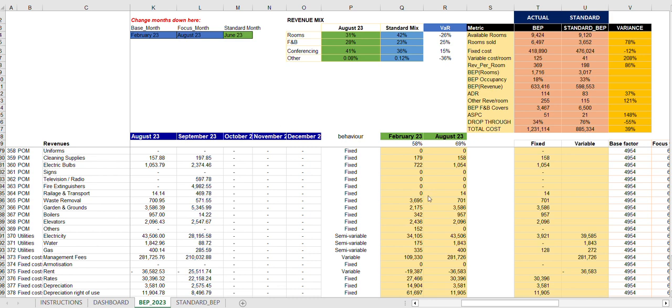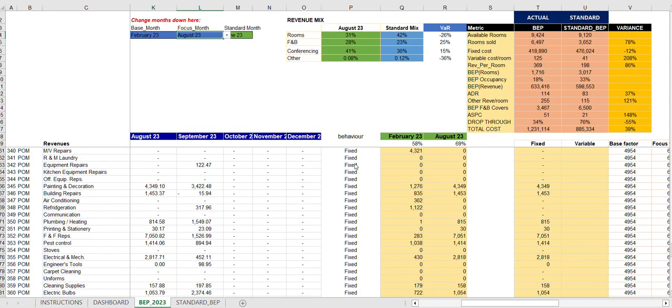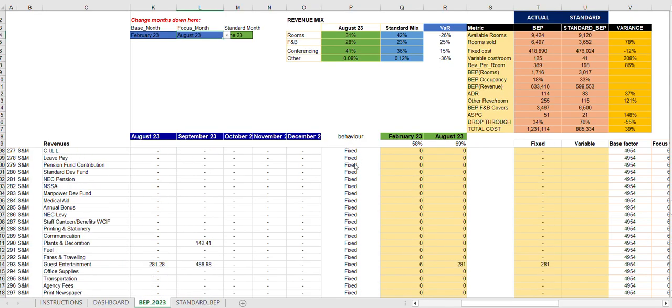So what we need to do is to take all our costs and split them into cost behaviors. Cost behavior generally can be fixed, it can be variable, or semi-variable.